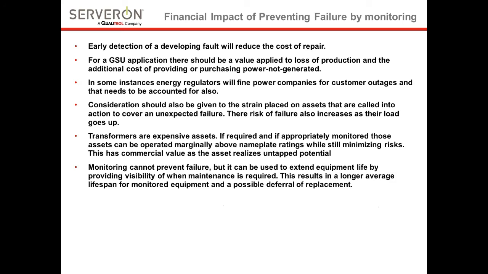So it's been already said, monitoring cannot prevent failures, but it can be used to extend equipment life by providing visibility of when maintenance is required. So you catch those developing faults early and you perform maintenance, or you observe something happening slowly in your transformer and you take some action to reduce the speed at which that's occurring. And this can result in a longer average lifespan for monitored equipment and a possible deferral of replacement.